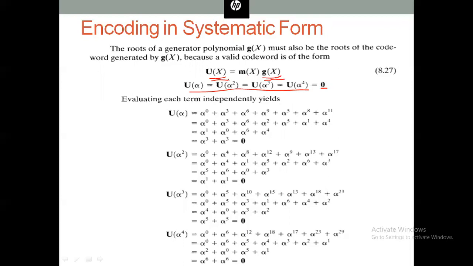So to verify that our code word is correct, we put the values of the roots and we generate the answer. If the answer is 0, then it is a right code.